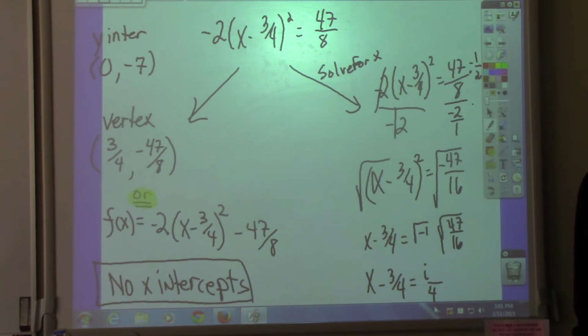What's the square root of 47? Come on, y'all can do it. 6 point. Good job. I'm very proud of y'all. You didn't even look at a calculator. 6.8 or 6.9, whichever one you want to use.